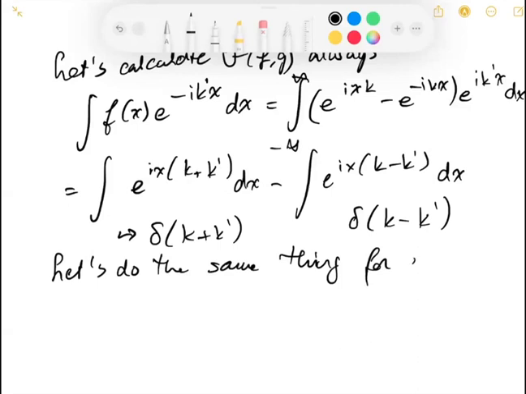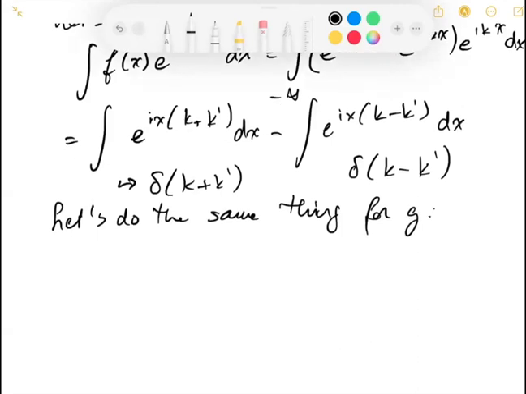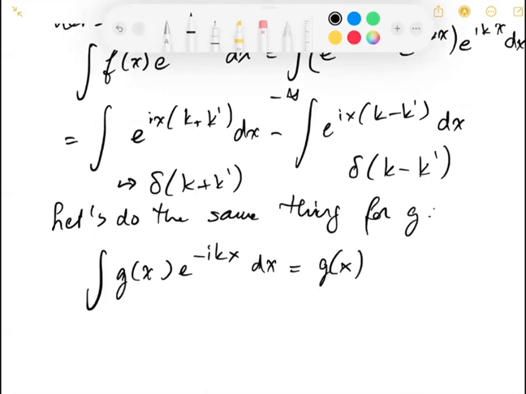Okay, so let's do the same thing for G. And this is easy. G, okay, minus i kx. So I'm going to pull my G out because G does not in fact depend on x. So it's just e^{ikx} dx. And because G is 0, this thing is 0 times whatever is on the right hand side.